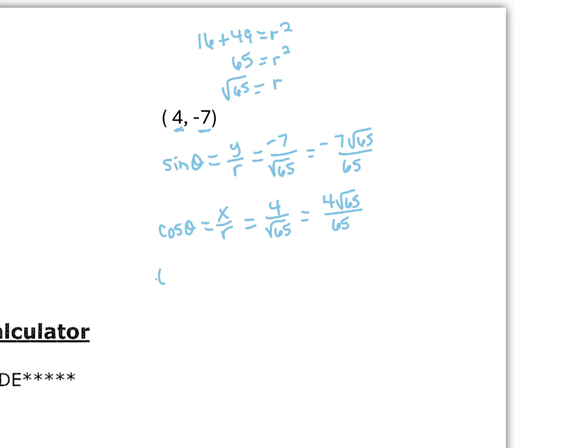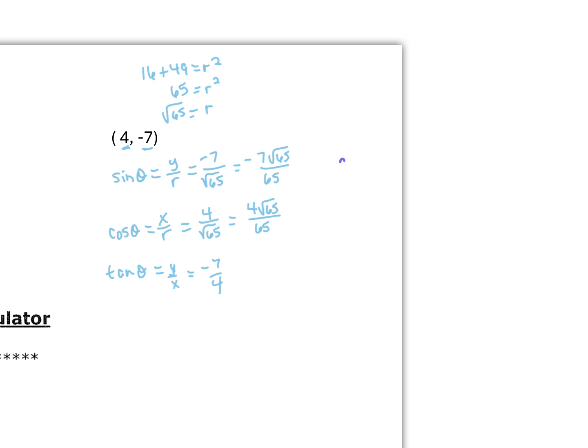And then last one, tangent's easier. Alicia, what would you get? What's the tangent ratio? Y over x. Yep. Negative 7 over 4. So yeah, negative 7 over 4. Okay, so that's for sine, cosine, and tangent. Now to do the other 3.